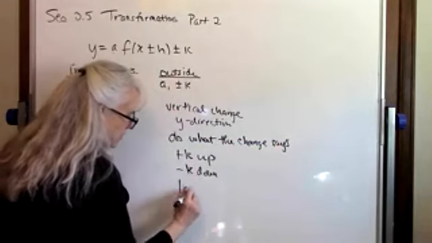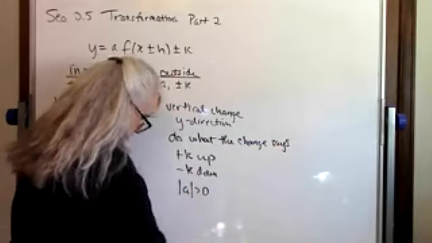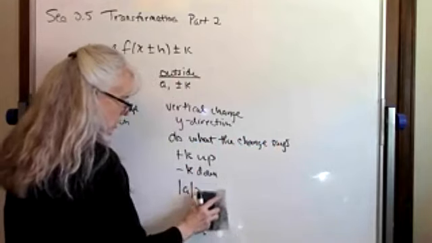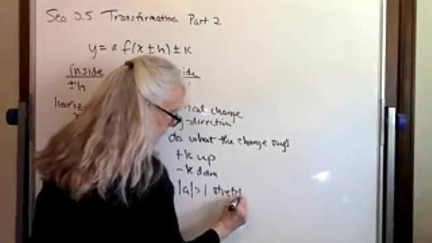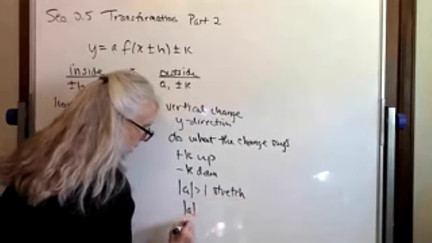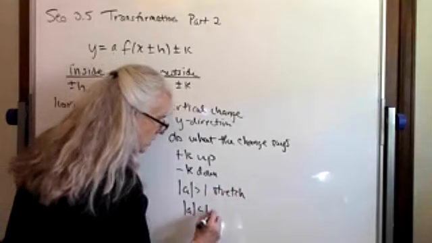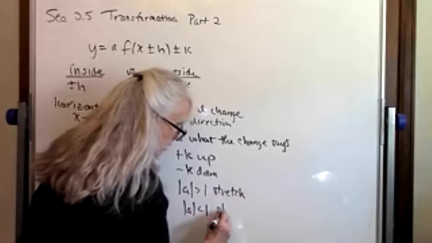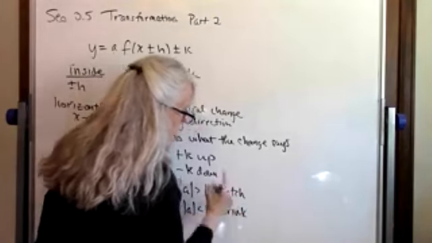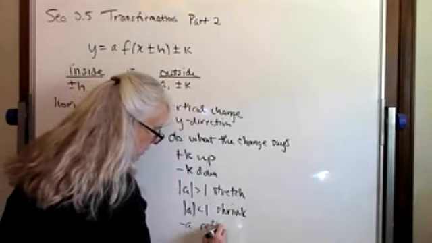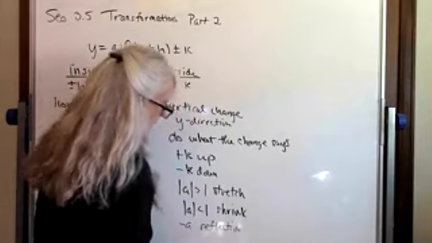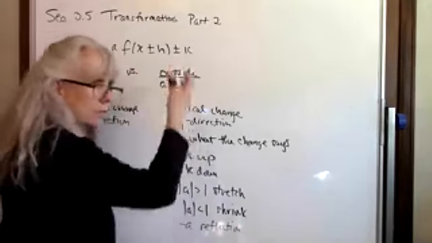If the absolute value of a is greater than 1, it's a stretch. If the absolute value of a is less than 1, then it's a compression or a shrink. You can also have a negative on that a. If you have a negative a, it's a reflection. And those are all the things that we can do in terms of the vertical change.